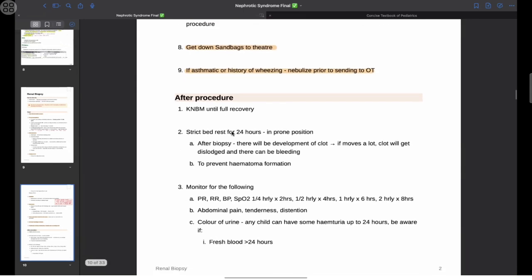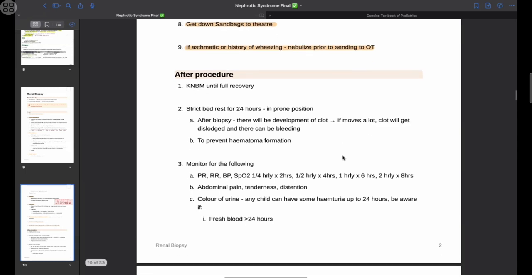Make sure the patient gets strict bed rest for at least 24 hours in the prone position. That is because after the biopsy there might be a development of a clot. So if the patient moves a lot, then that clot can get dislodged and then there can be more bleeding. That is why we ask them to take strict bed rest for the next 24 hours. Okay, one is for that, and the other one is to prevent any hematoma from forming.